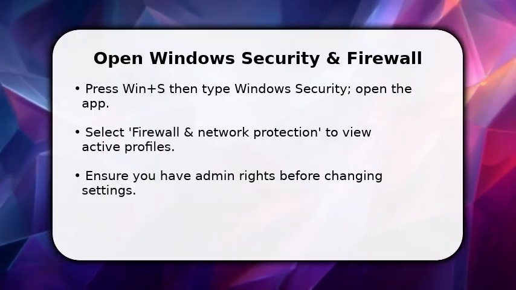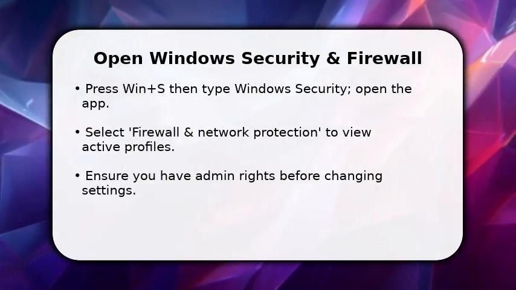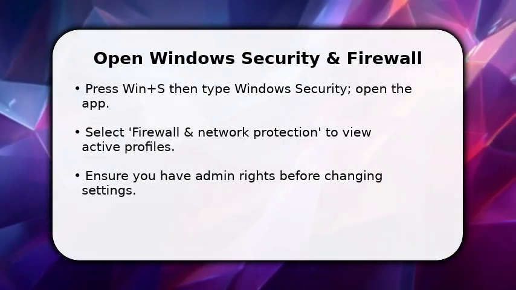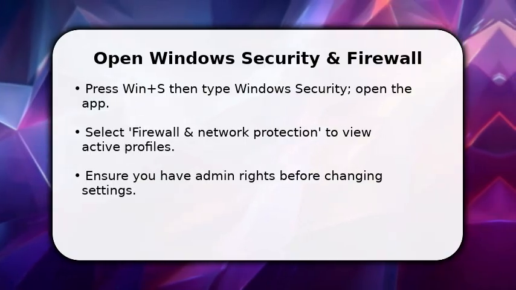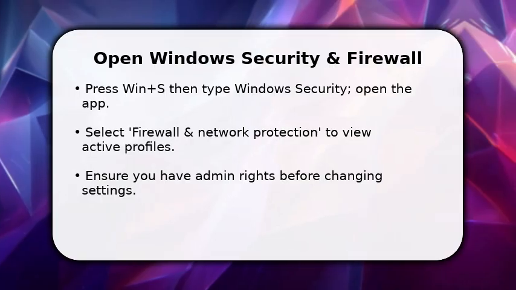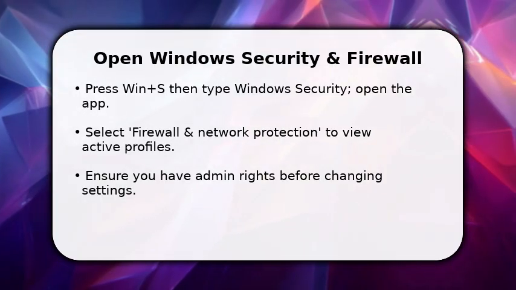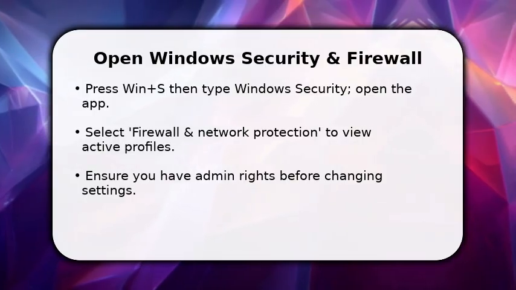You start by opening Windows Security because this is the centralized control point for firewall settings. Press Win+S, type Windows Security, and open it. Once done, click Firewall and Network Protection to see domain, private, and public profiles. You need administrator rights to change behavior, so if a prompt appears, approve it.